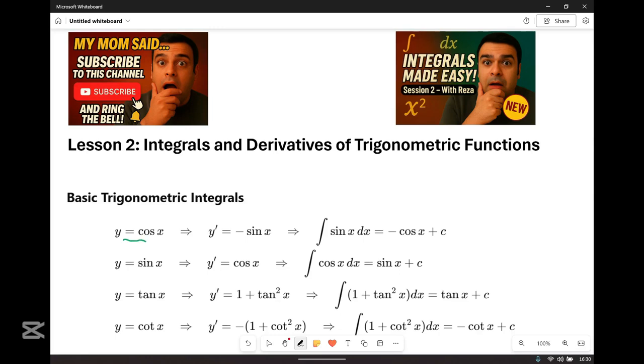At the first, when you have cosine x, the derivative is minus sine x. Therefore, the integration of minus sine x is cosine x. But in the last, we have a minus. Therefore, the integration of sine x is minus cosine x plus c.